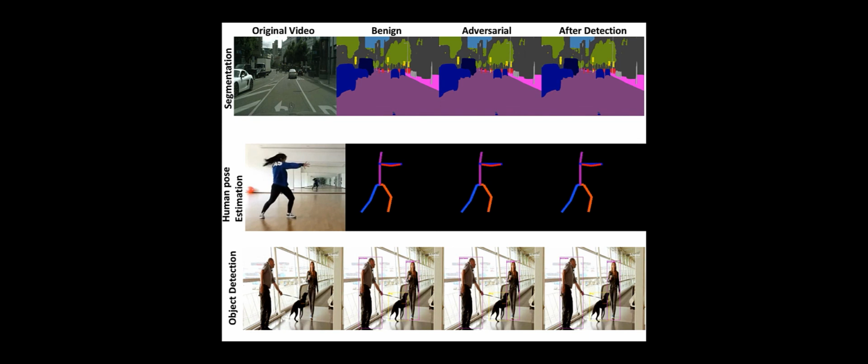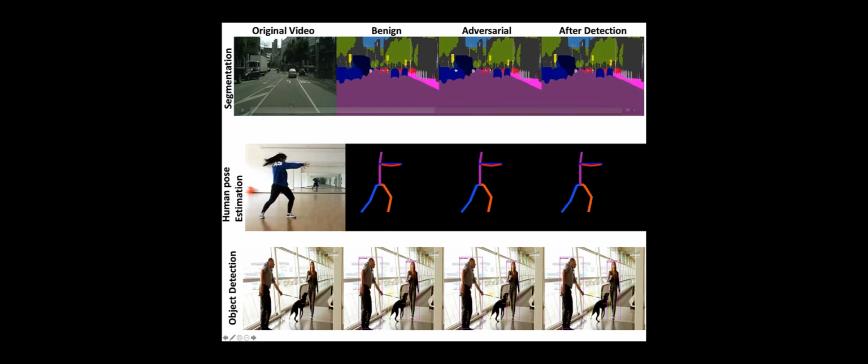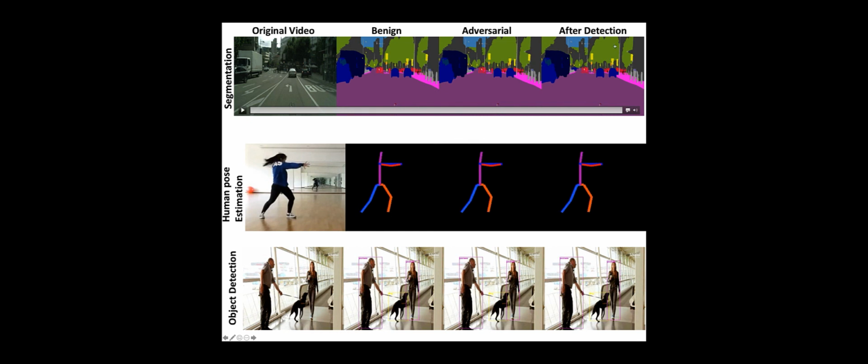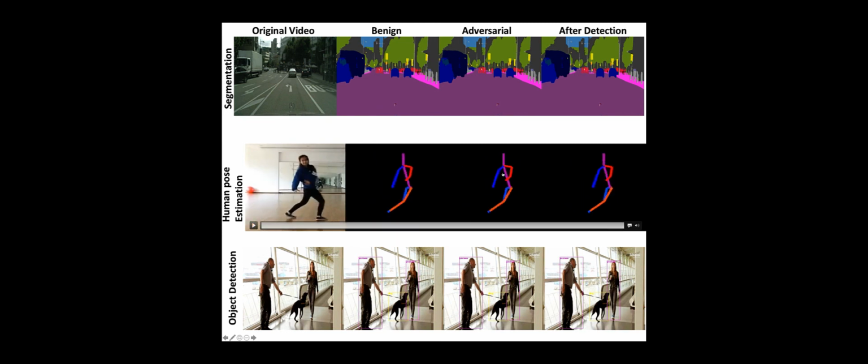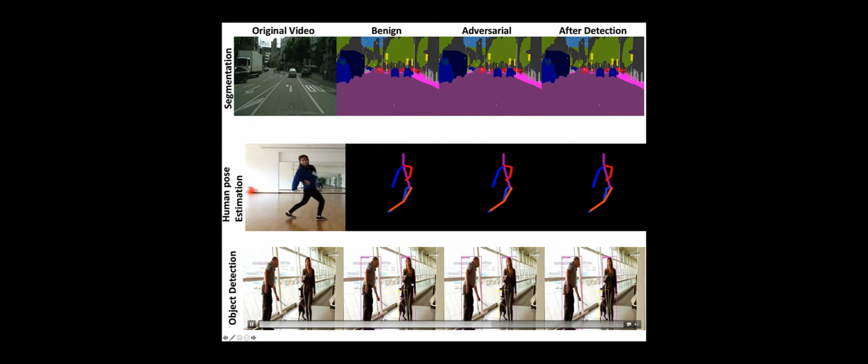Let's look at some examples quickly. There are different tasks on video datasets, such as segmentation, object detection, and human pose estimation. We show different colors for benign and adversarial input, and after detection, meaning we detect and remove certain adversarial frames. In different videos, you can see in the middle there are some adversarial frames, but after detecting and removing them, on the right-hand side it behaves similarly to the benign input. Similarly for human pose estimation, in the middle there are some adversarial frames, but on the right-hand side it looks totally benign, and similarly for the object detectors.